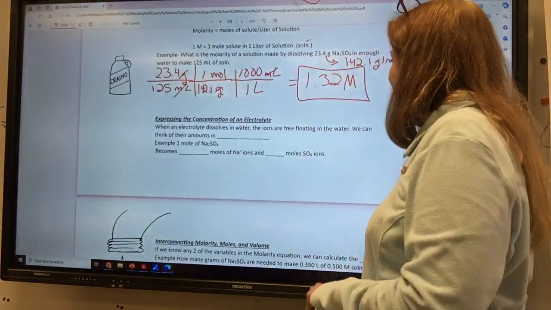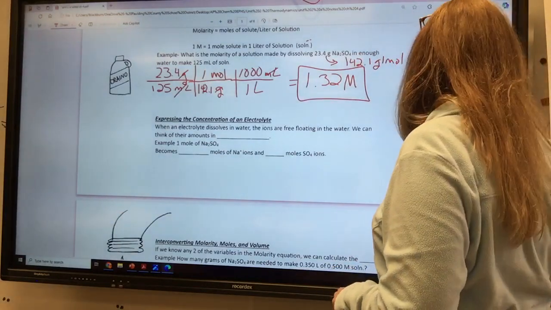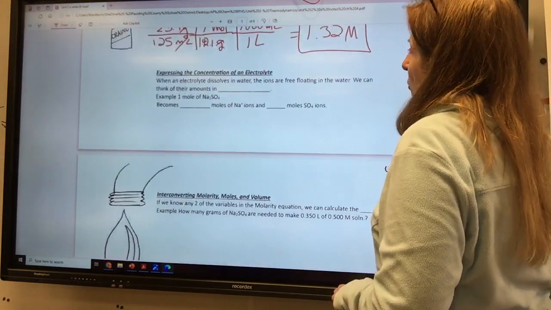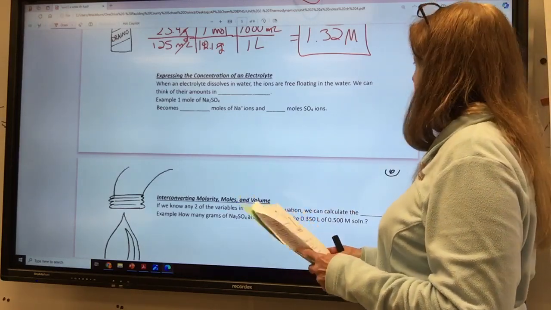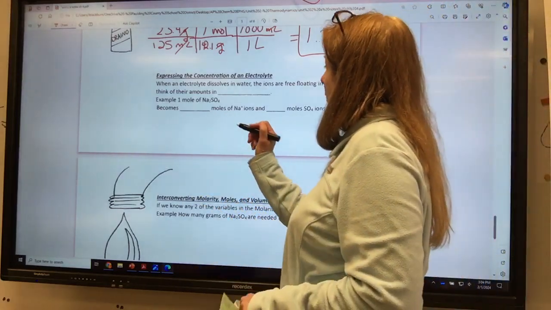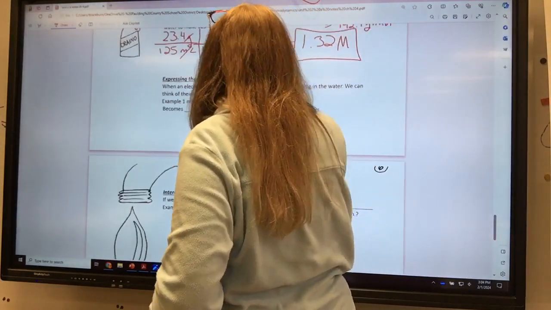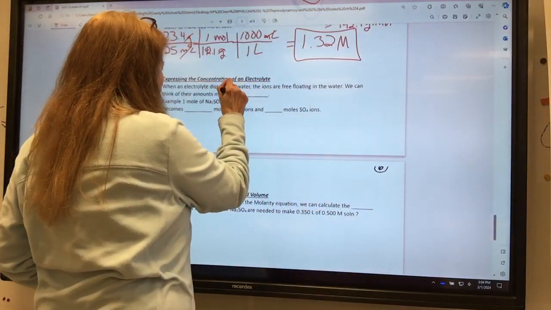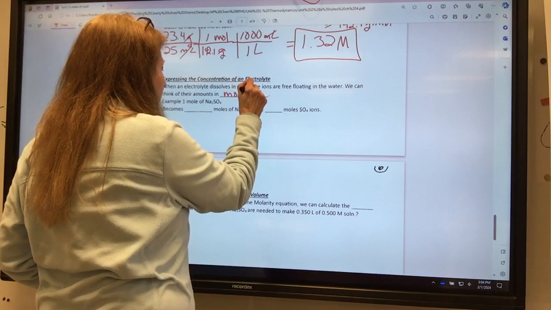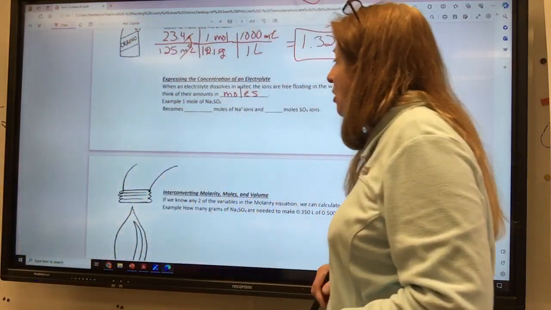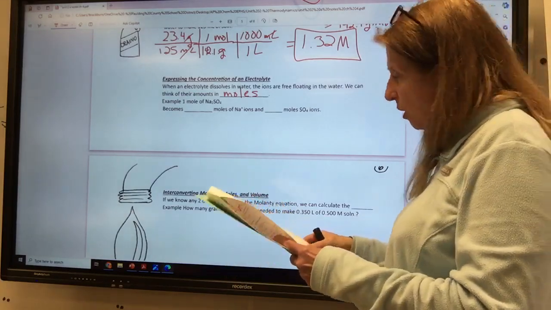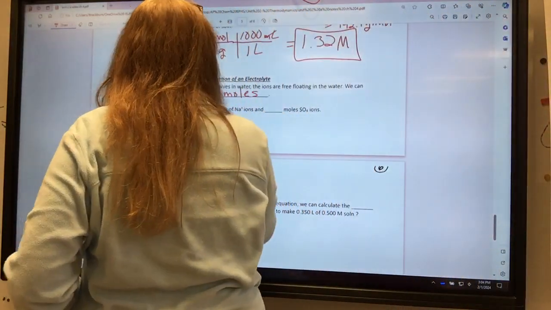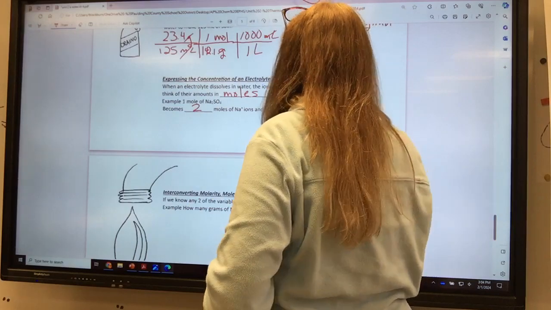No. Okay, expressing the concentration of electrolyte. When an electrolyte dissolves in water, the ions are free floating in the water, the little swimmers. We can think of their amounts in moles. For example, 1 mole of sodium sulfate becomes 2 moles of sodium ions and 1 mole of sulfate ions.